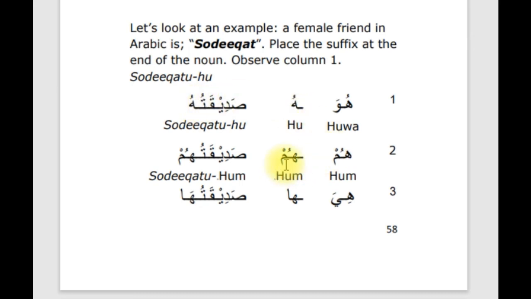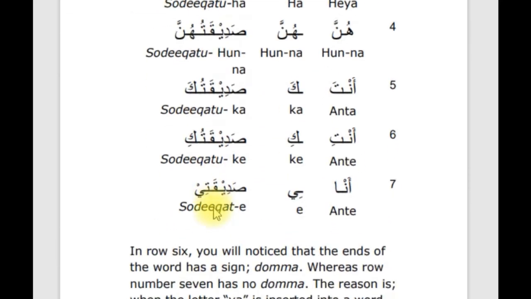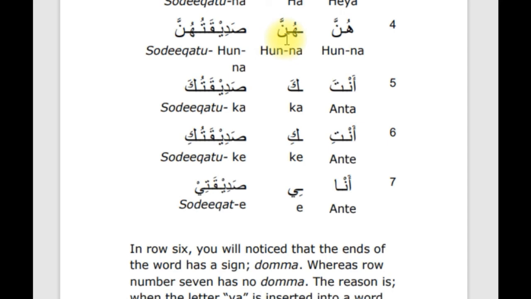Hum: sadiqatuhum, their girlfriend. Ha, her: sadiqatuha, her girlfriend. Hunna: sadiqatuhunna, dear girlfriend, for girls.